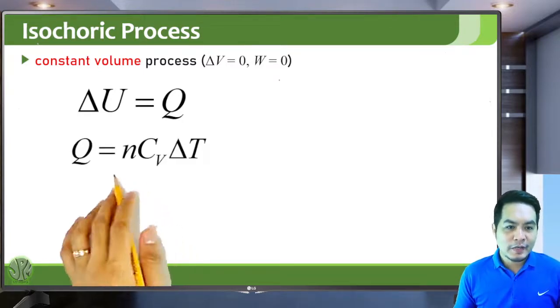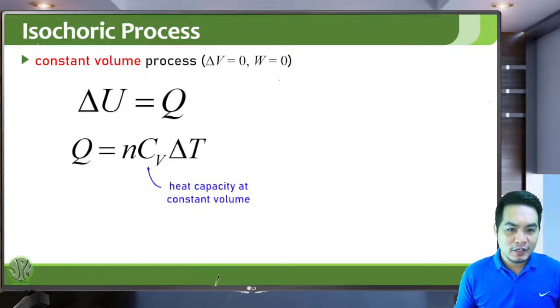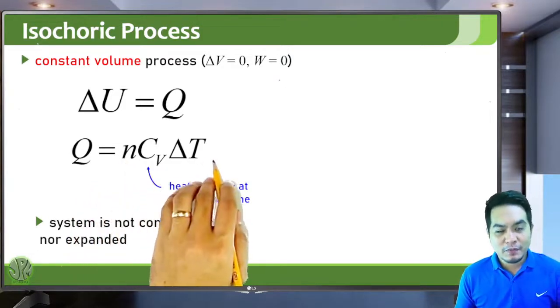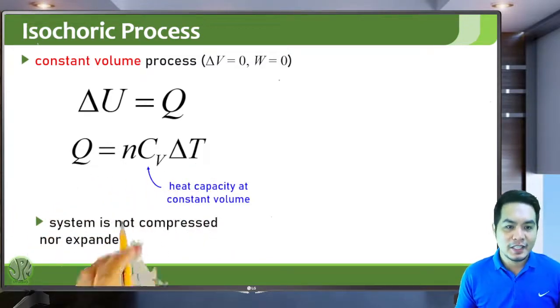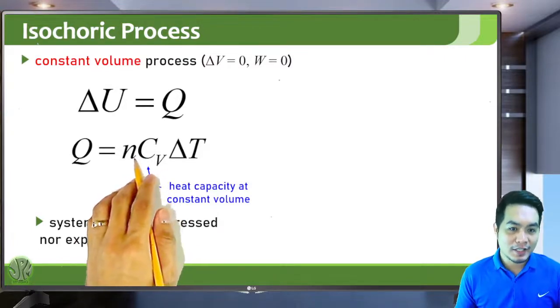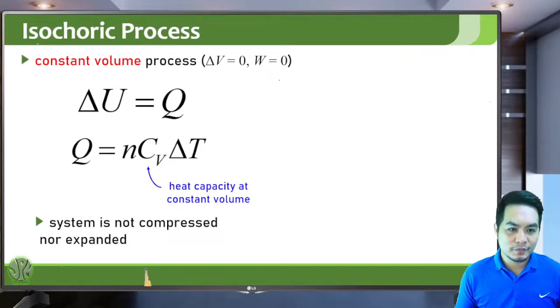So the heat absorbed by your system is n Cv delta T, where Cv is the heat capacity at constant volume. Actually, we have presented this equation before in Unit 1 when we discussed specific heat. And this is the heat absorbed by n moles of an ideal gas when it changes its temperature by delta T.